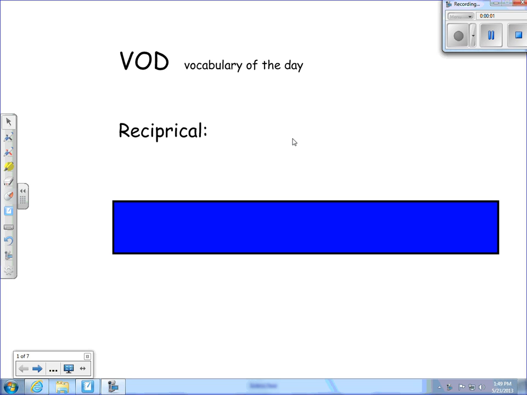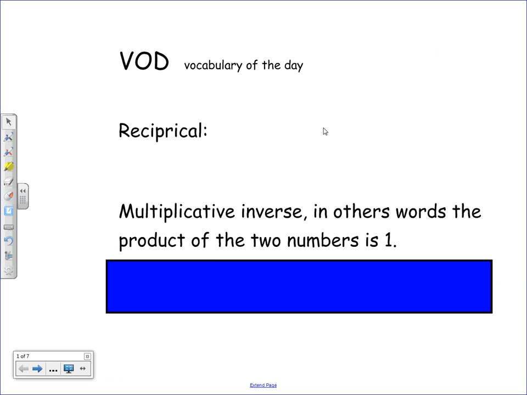Today's vocabulary of the day: reciprocal. This is a word we talked about way back when we learned how to divide fractions. The formal definition is the multiplicative inverse. In other words, the product of the two numbers is one. In more practical terms, if we think back to when we learned about fractions, we did use the reciprocal.